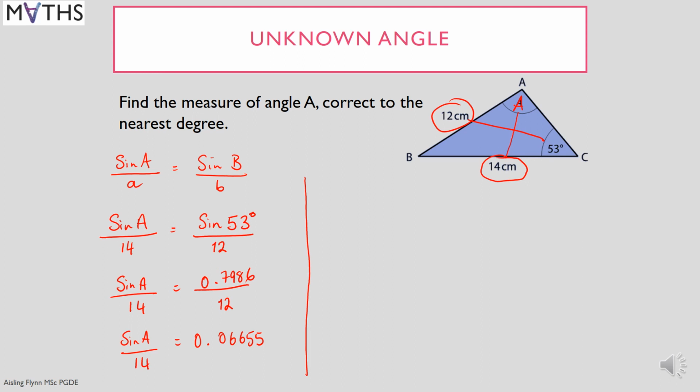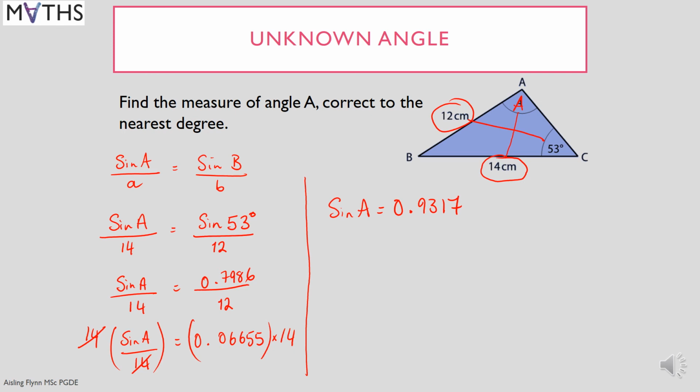The next step is to isolate sine A. A is our unknown, so we start to move things away from it. So we're going to multiply left and right by 14, because 14 divided by 14 is 1. So we get sine A equals, and when we do the multiplication on the right hand side, 0.06655 by 14, we get 0.9317. So the sine of our missing angle A equals 0.9317. How do we find out how many degrees A is?